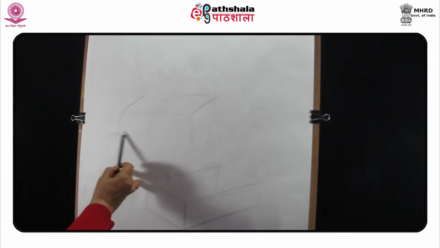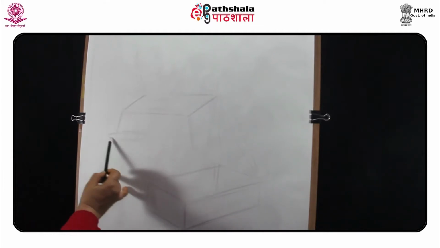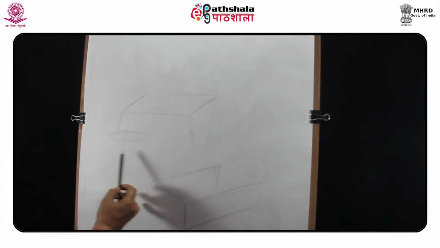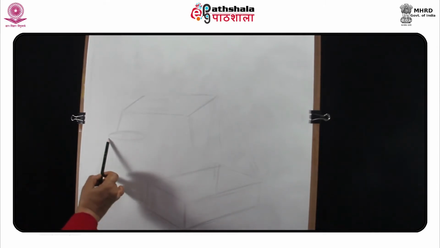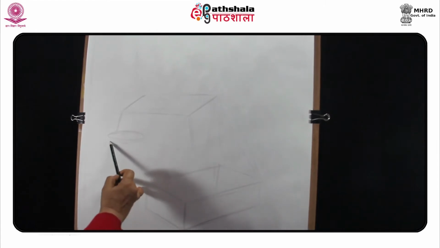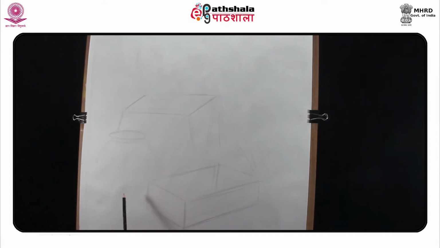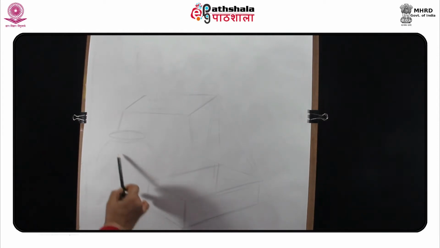To draw the round pot, the first step is to draw a big circle for the base of the pot. Draw an ellipse of the upper side of the pot. Join the sides of the pot with the ellipse and then draw a smaller ellipse inside the larger one.